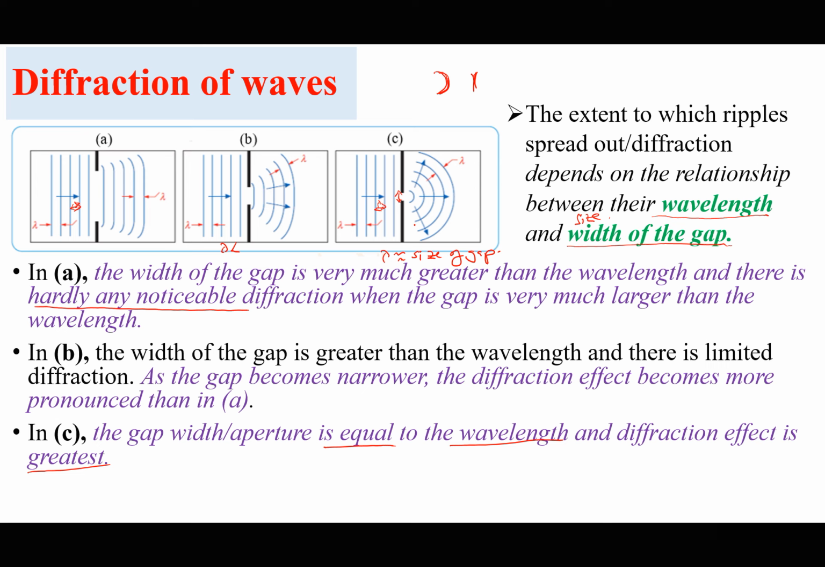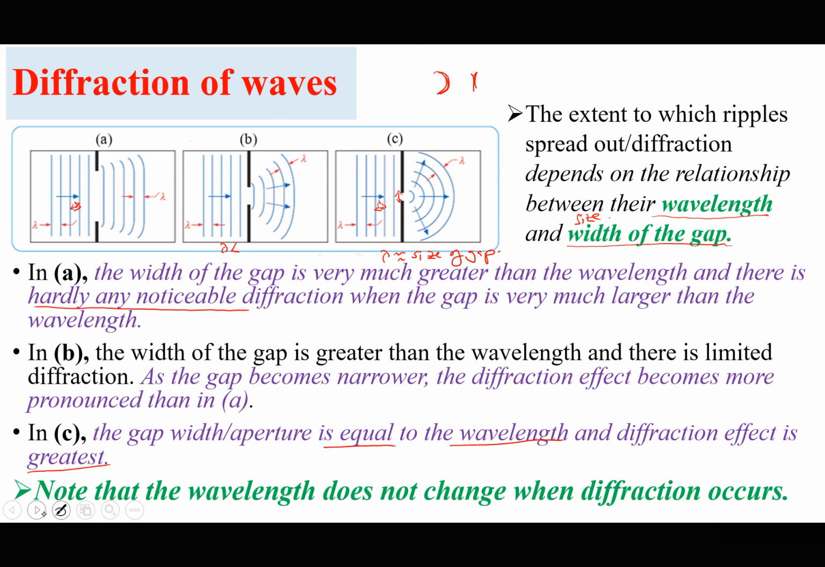How do we see that the diffraction effect is greatest if the curvature is very perfect, almost a circle? So it means there's a relationship between the wavelength and the width of the gap as far as diffraction is concerned. I want you to note that the wavelength in all cases remains the same after diffraction. So the wavelength does not change. In other words, the distance between the crests, the troughs, the wavefronts, does not change. Only the wavefronts change shape. In this case, they curve to show that there has been diffraction, or a spreading. So the wavelength does not change when diffraction occurs.